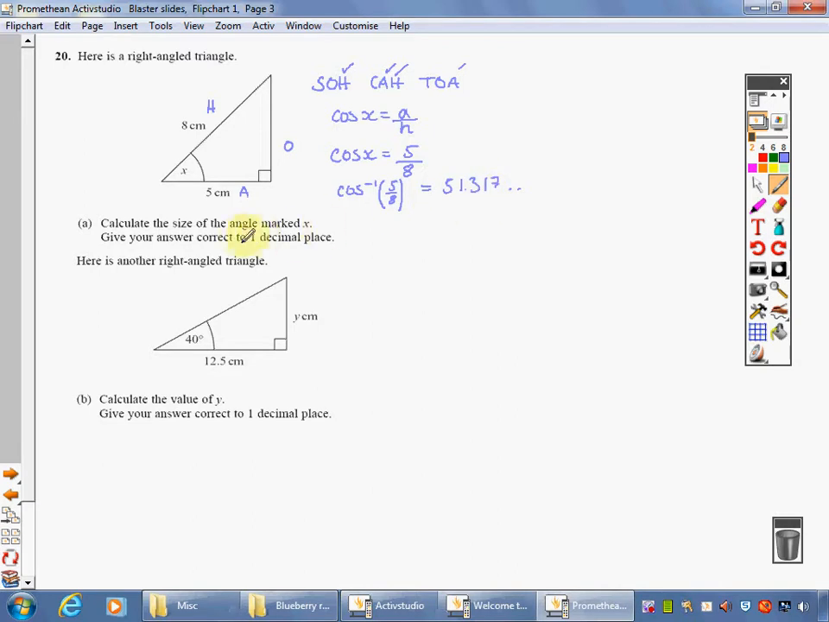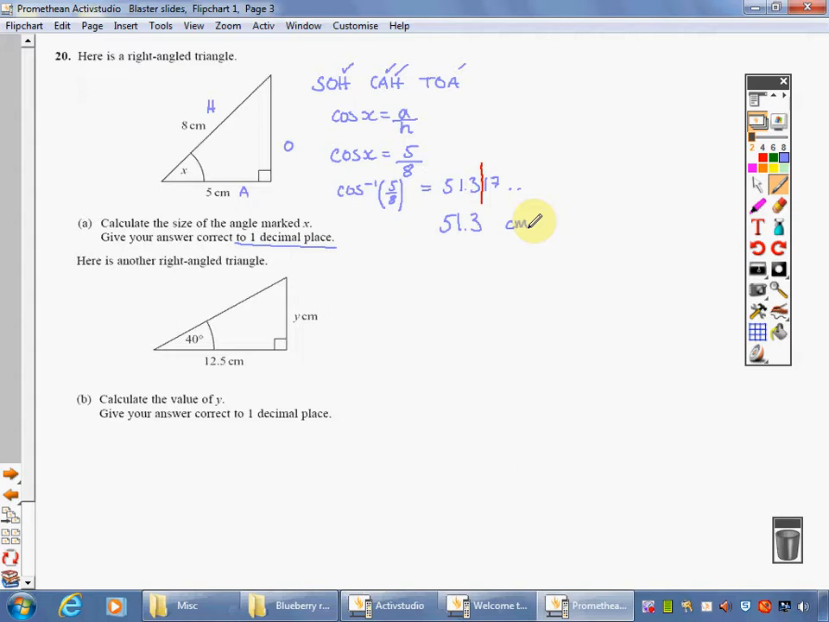The last bit was, it asked me for 1 decimal place. I've got to round this number to 1 decimal place, so I'm thinking that I need to be cutting it off there. So 51.3 or 51.4, clearly that's nearer to 51.3, so my answer will be 51.3, don't forget, centimeters. Okay, that's the first part done.